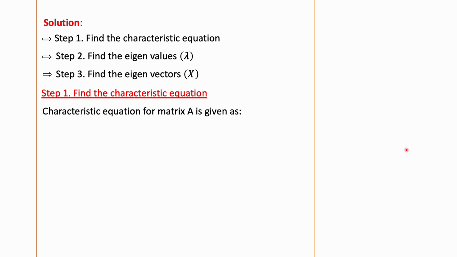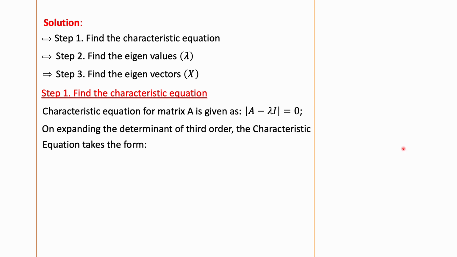So the characteristic equation for matrix A is given as determinant of A minus lambda I equal to 0. On expanding the determinant of third order, the characteristic equation takes the form lambda cube minus S1 lambda square plus S2 lambda minus S3 equal to 0. So this equation is the shortcut method. If you use the direct method, it will take some time. Using this shortcut method, this is the expanded form of the third order determinant, right? So you will save time and also the solution will always be correct, right?